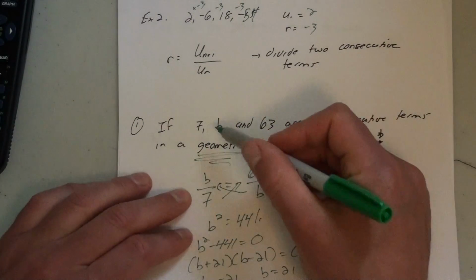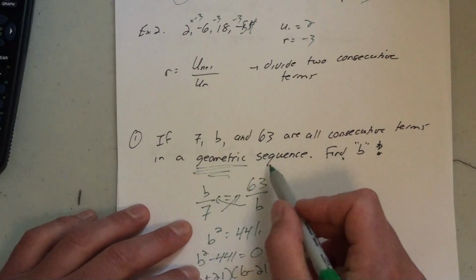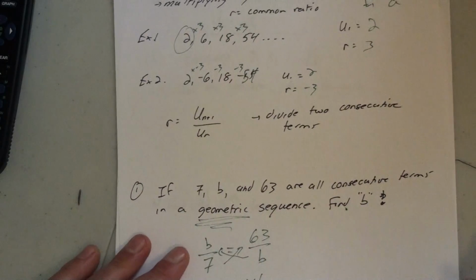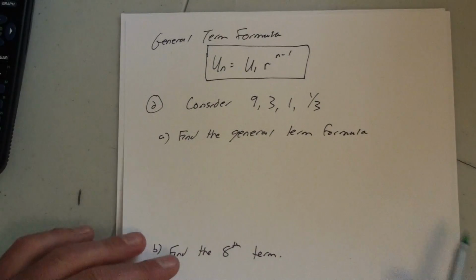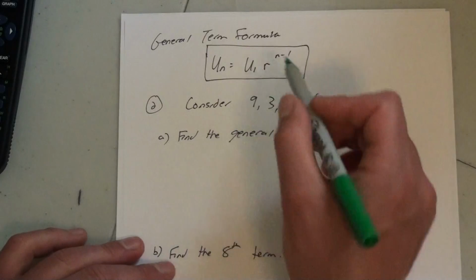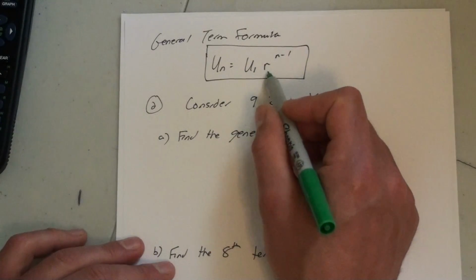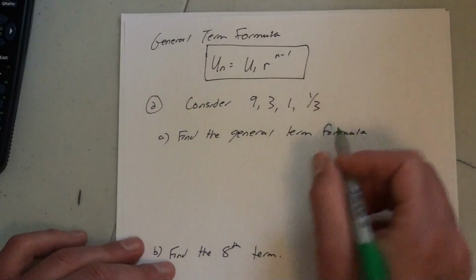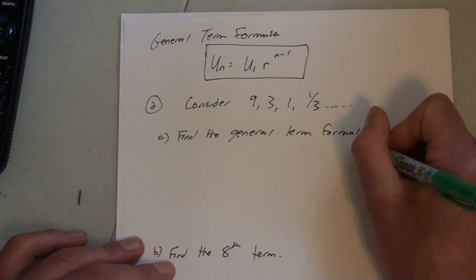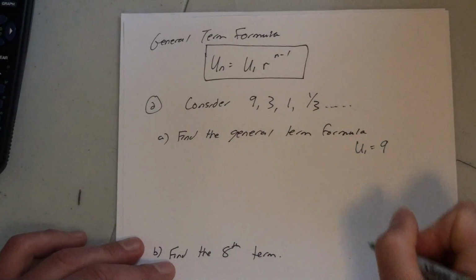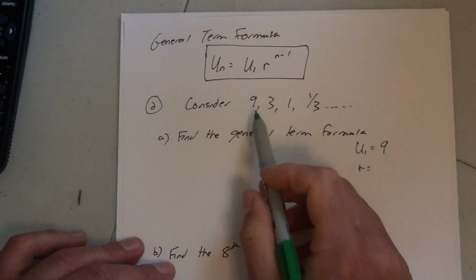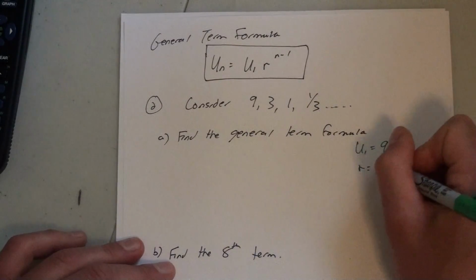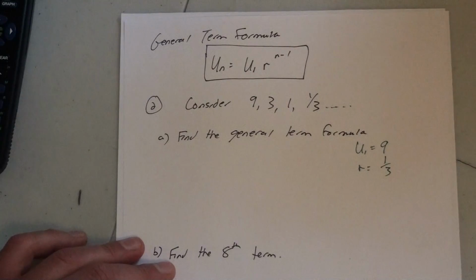Okay, so if you divide two consecutive terms, you can figure out your R value, and in a geometric sequence, the R value will stay consistent all the way through. The general term formula for a geometric sequence is Un equals U1 times R to the n minus 1. So let's find the general term formula. Here is a sequence that I have. My first term, U1, equals 9. My R in this case, it looks like it's being divided by 3, so I want to say it's being multiplied by 1/3. Your R value is 1/3.